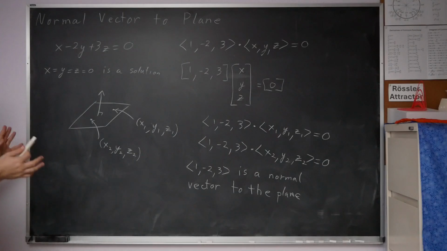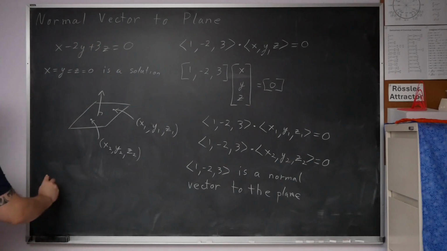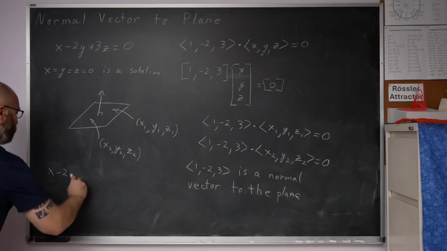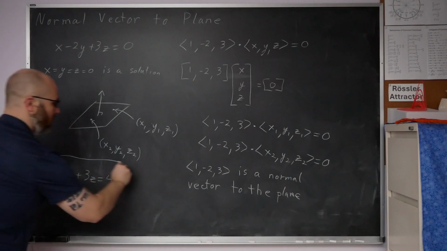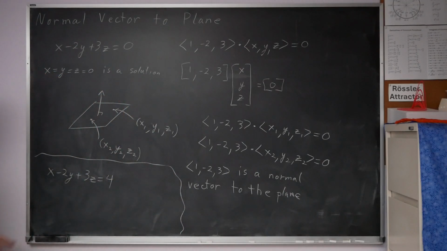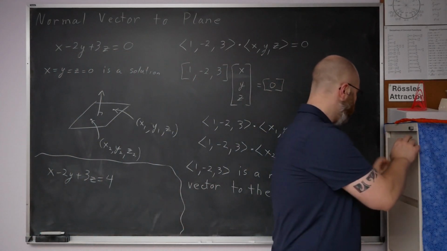And now you might think, okay, well, this might change a little bit. What if this plane doesn't equal 0? What if it equals 4? What if I have x minus 2y plus 3z equals 4? Well, it still doesn't really matter. So the plane that you have, let's see.